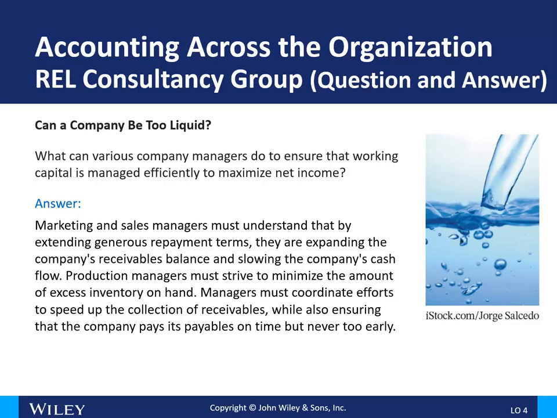Extending generous repayment terms, so increasing the receivables and extending that balance, slows the company's cash flow. Production managers must strive to minimize the amount of excess inventory on hand so that they have the right amount to meet the demand, but they don't want some sitting there, because then you're tying up cash and also worrying about obsolescence. So those are just things to think about as we're learning about some of these terms.